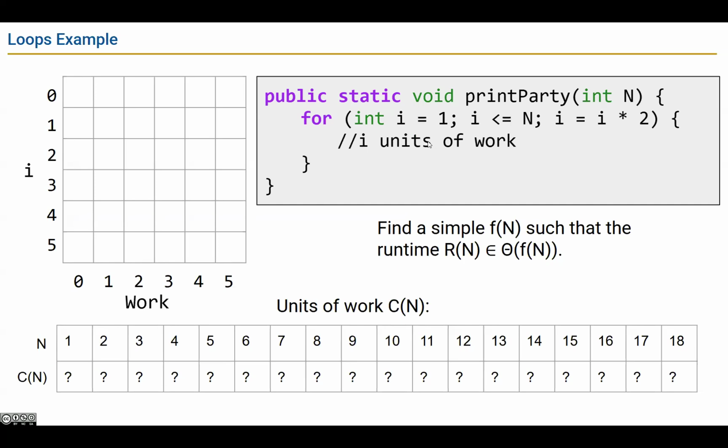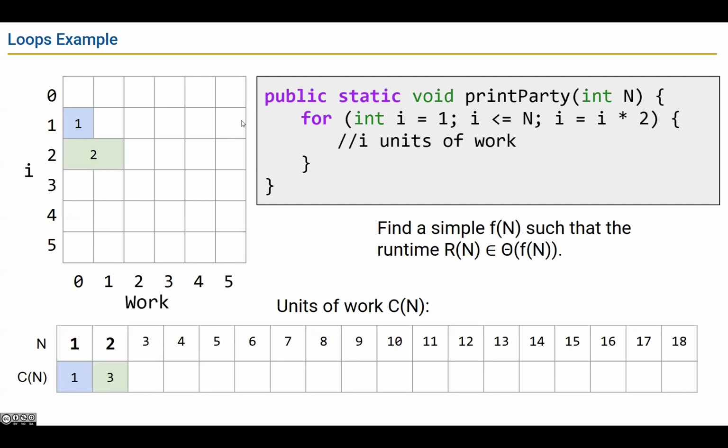And I'm going to try to draw out how much work gets done for each value of n for these small values. So let's start off with n equals 1. When n equals 1, how much work gets done? 1. When n equals 2, how much work gets done? 3. Yeah, because at n equals 2, we go through the loop once for i equals 1, and then once for i equals 2. How about n equals 3? 3. Yeah, still the same because the value n equals 3 doesn't actually add any additional work.